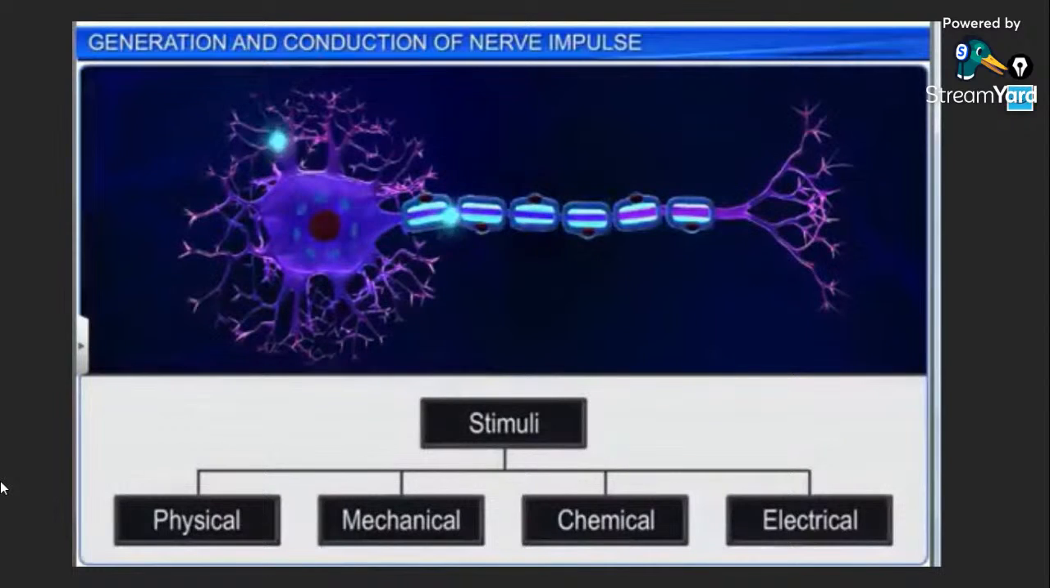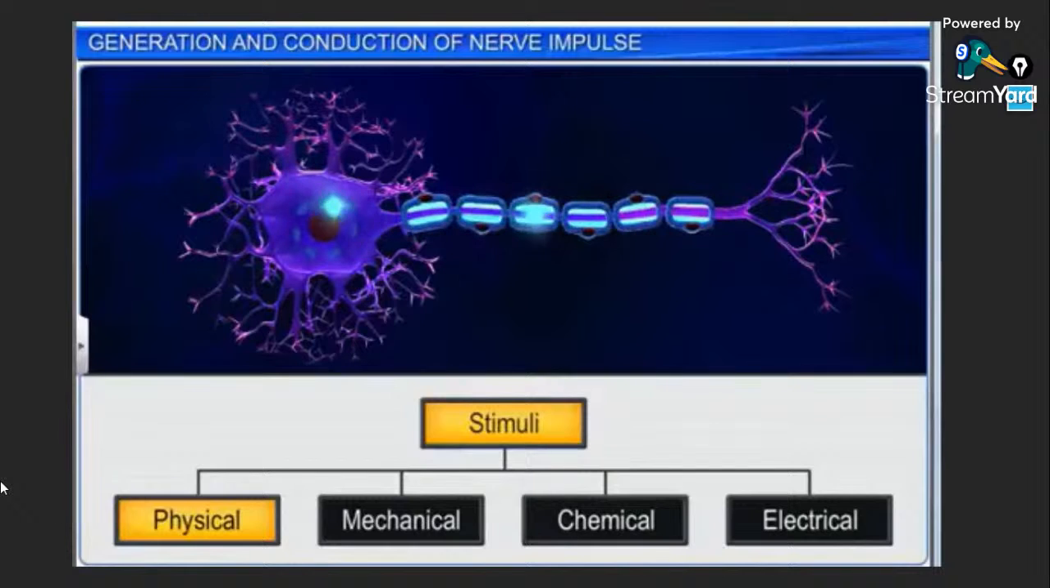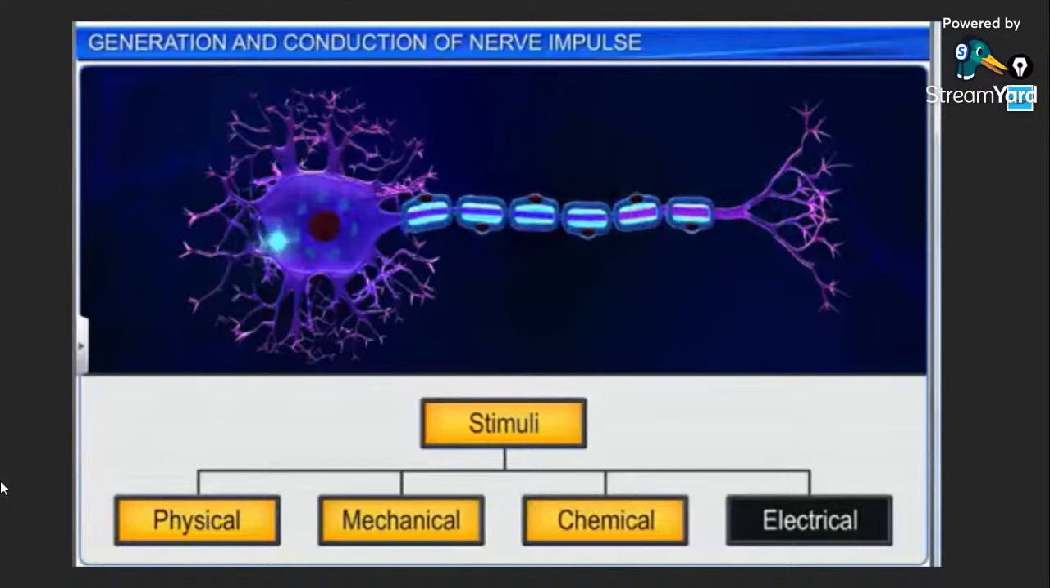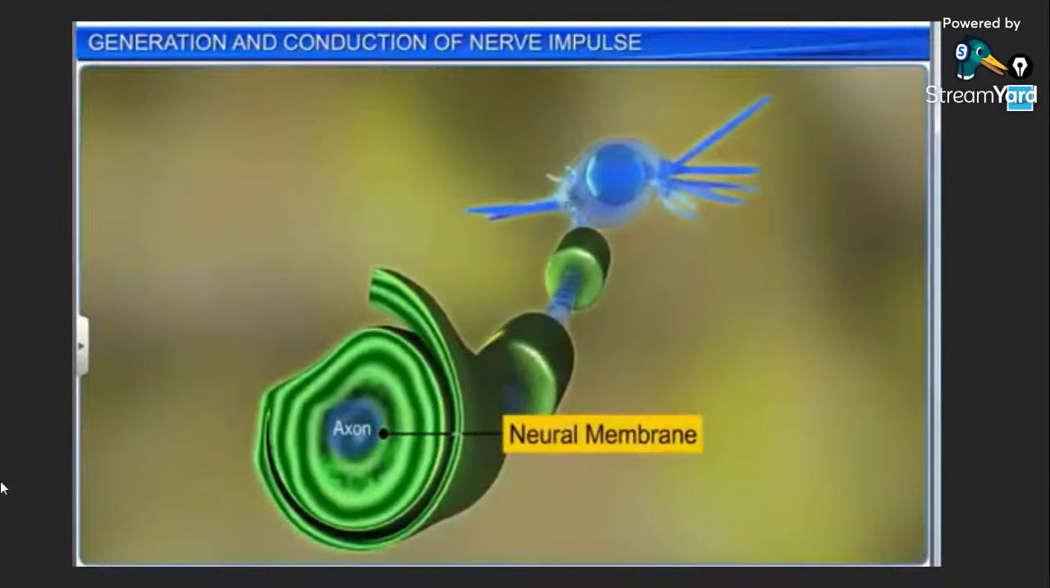The neurons are excitable cells. They may be stimulated by physical, mechanical, chemical, or electrical stimuli. The nerve fiber or axon is going to be covered by a neural membrane, the axonal or plasma membrane.